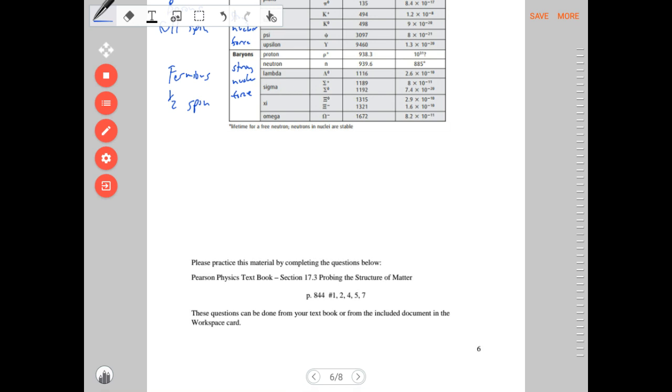Again, super highly theoretical. I want you to practice this stuff by doing section 17.3, starting on page 844, questions 1, 2, 4, 5, and 7, please. Thanks so much. See you next section.